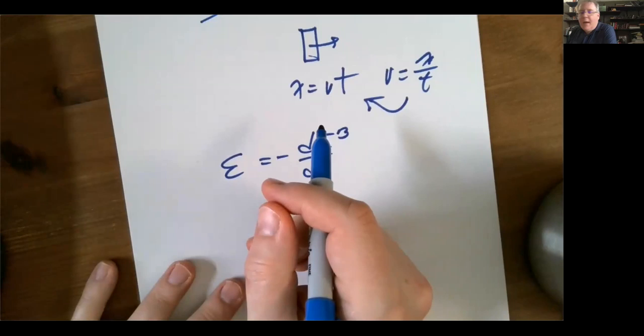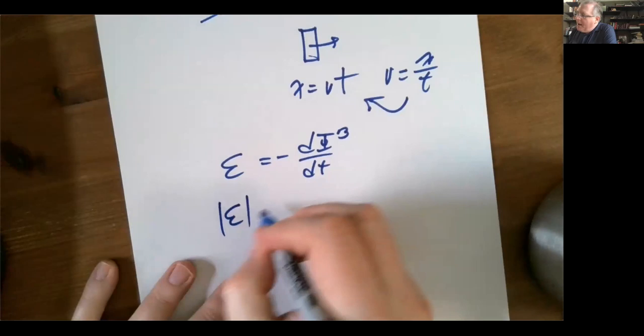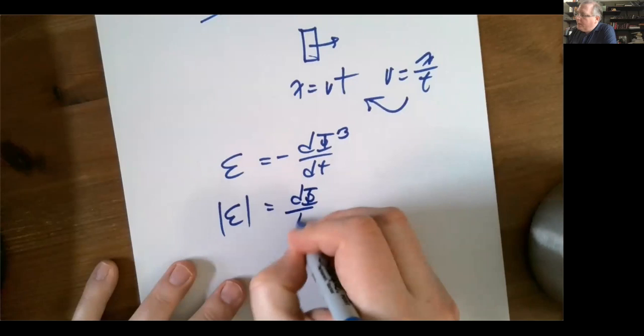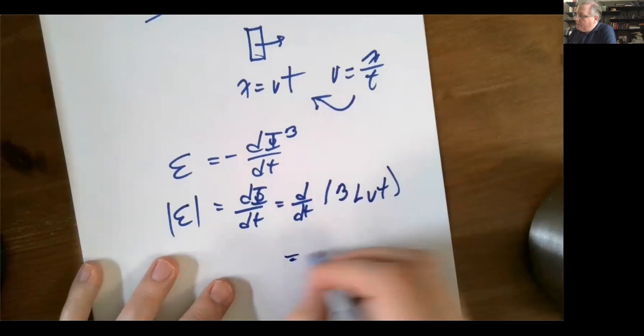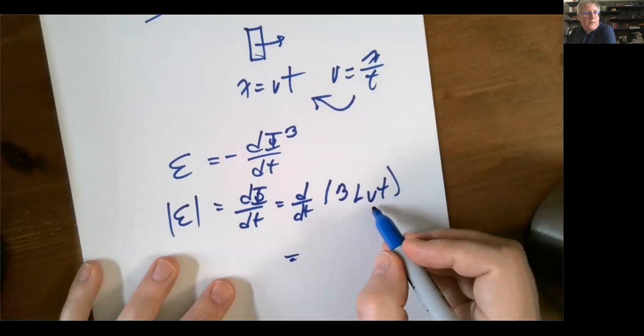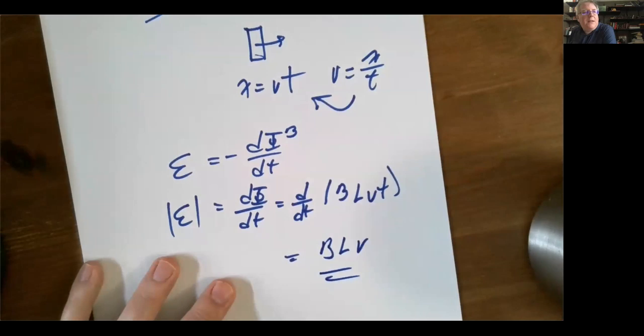If we drag it to the right, we know we have a counterclockwise current. So if I just want to know how much voltage I get, that's going to be dΦ/dt, which is d/dt of B times l times x, and x is equal to vt. If I take the time derivative of that, B is a constant, l is a constant, v is a constant if I keep moving at a constant speed, so this is just BLv, and that would be the voltage that I get if I do this.